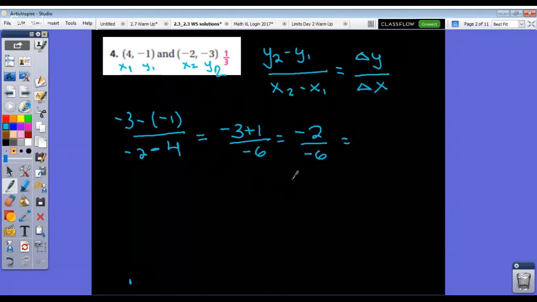The last thing we're going to do is see if we can simplify or reduce this fraction. So I can divide both the top and the bottom by -2. -2 divided by -2 becomes 1, and -6 divided by -2 becomes 3. So the slope of the line, given the points (4, -1) and (-2, -3), is 1/3.